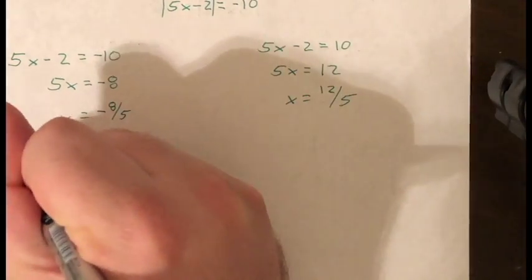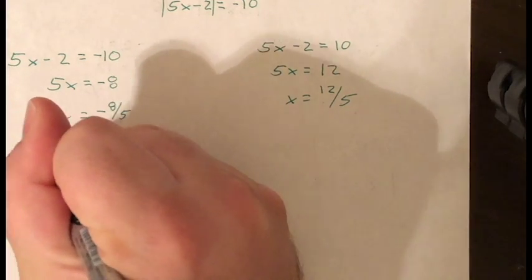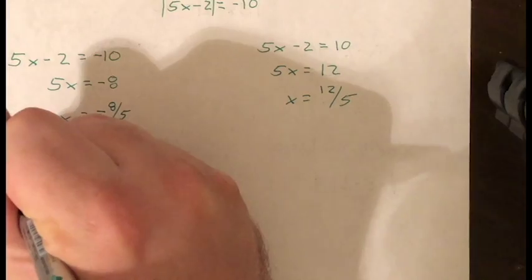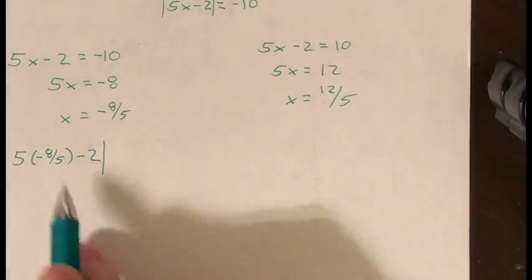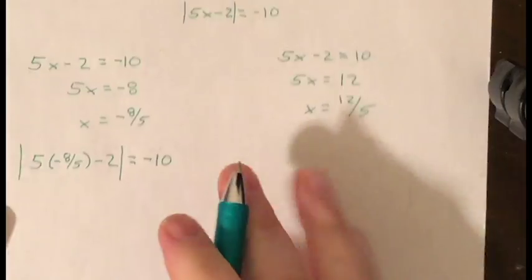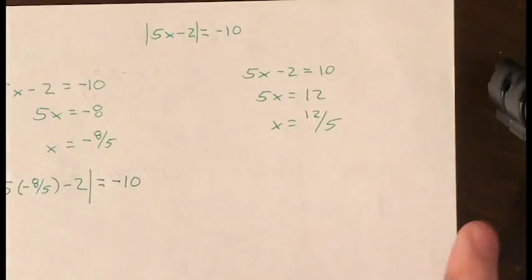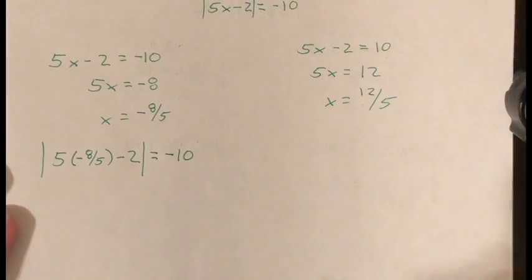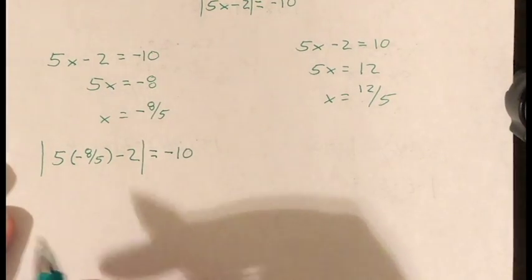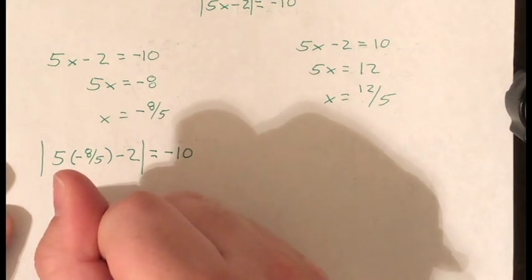So I'm going to say the absolute value of 5 times a negative 8/5 minus 2 is equal to a negative 10, because that was what my original equation said. So now that I've done that, let's work this out. 5 times a negative 8/5 actually gives me negative 8.